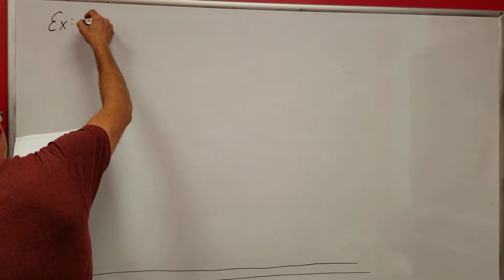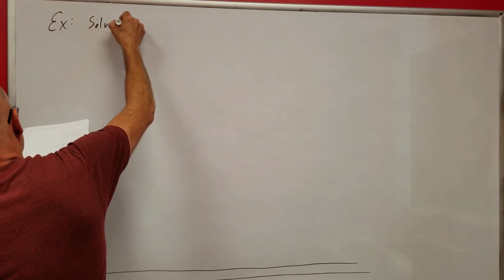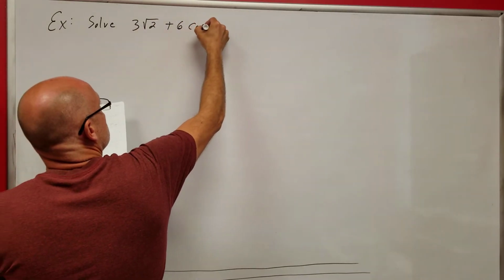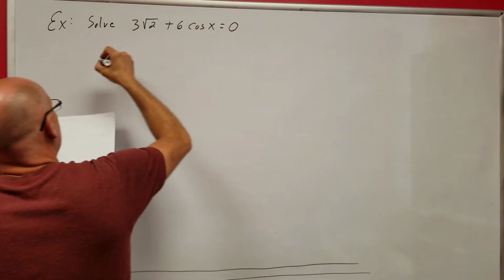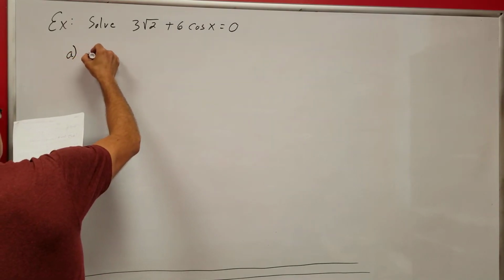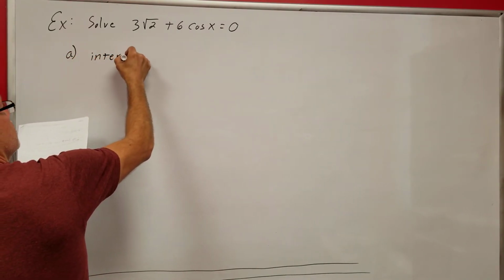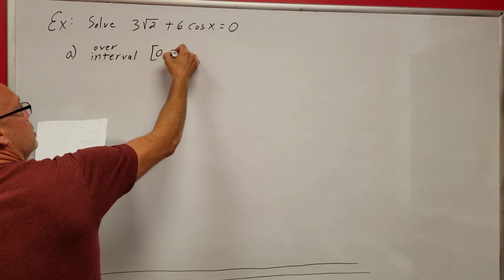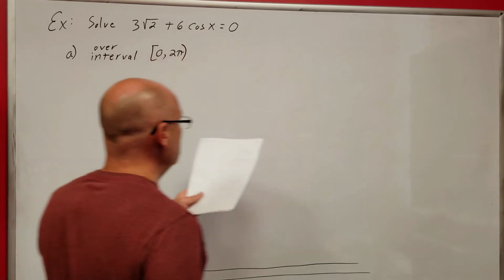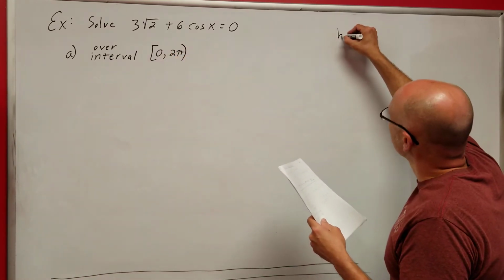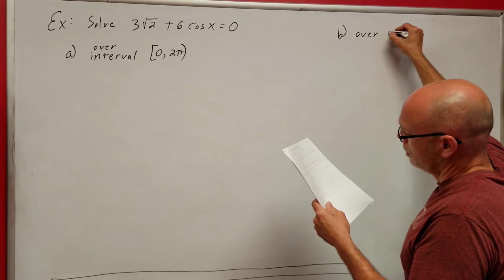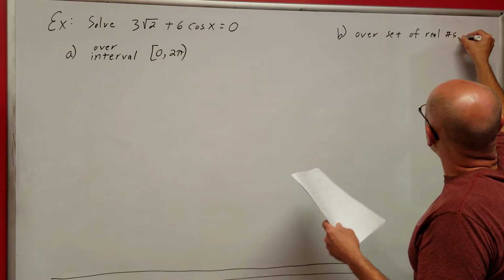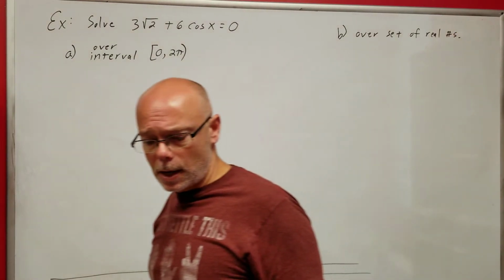Our next example, solve 3 square roots of 2 plus 6 cosine of x is equal to 0. Part A says over the interval from 0 to 2 pi. And then part B says over the set of real numbers. And what they mean by that is all real numbers.